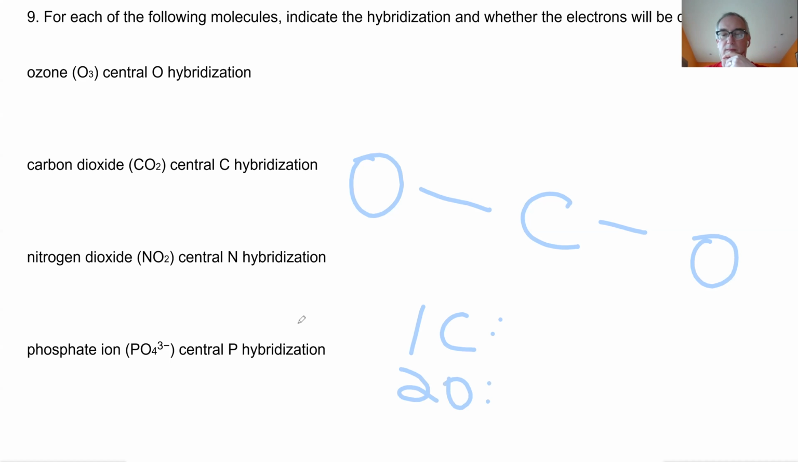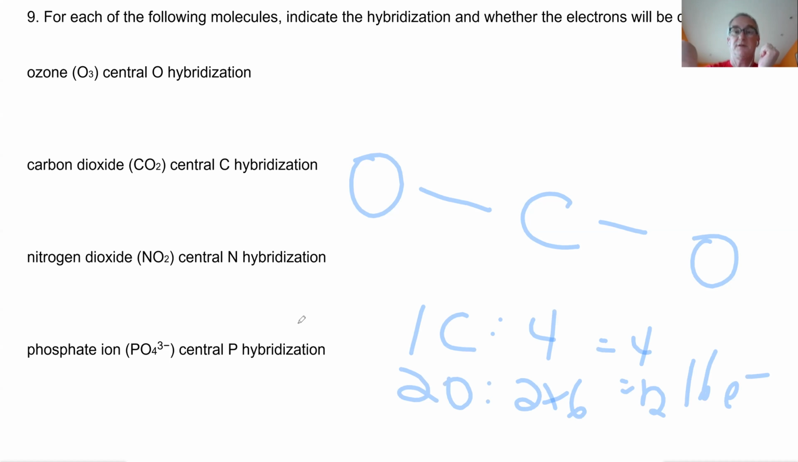The carbon is in group 4, so carbon's got 4. What about oxygen? It's going to be 2 times 6. Oxygen's a group 6. So we have 4 and 12, so we get 16 electrons. We have 4 in bonds because we have 2 bonds. That leaves us with 12. So what do we do with our 12 electrons?